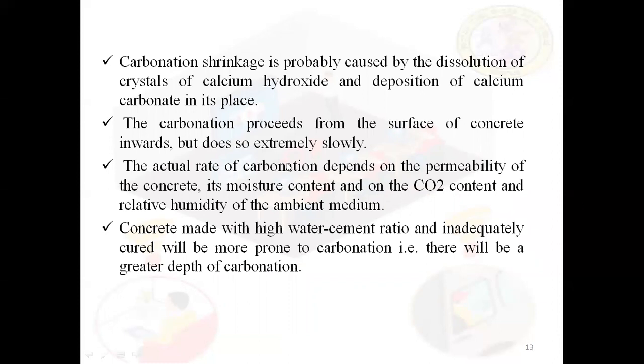So this is with respect to the carbonation shrinkage. The carbonation proceeds from the surface of concrete inwards, but extremely slowly. That means the carbon dioxide enters the concrete mass, but slowly. We can avoid this by doing proper plastering and so on. The carbonation shrinkage will depend on the moisture content and the carbon dioxide, with respect to the relative humidity and also the ambient moisture.